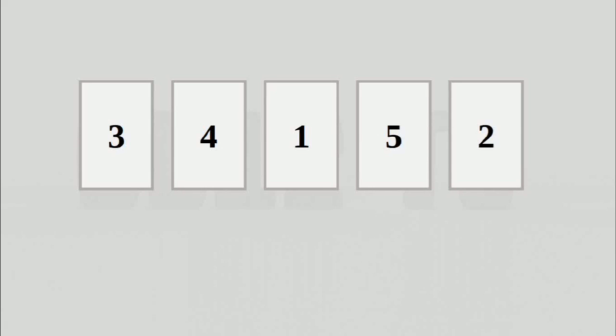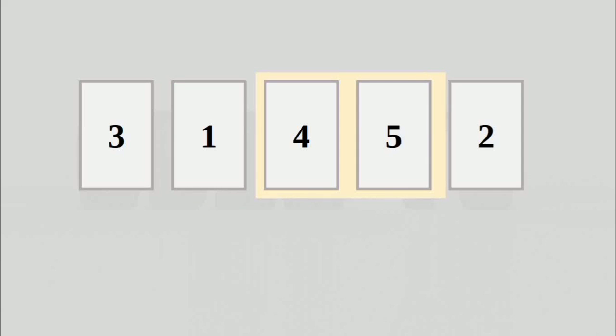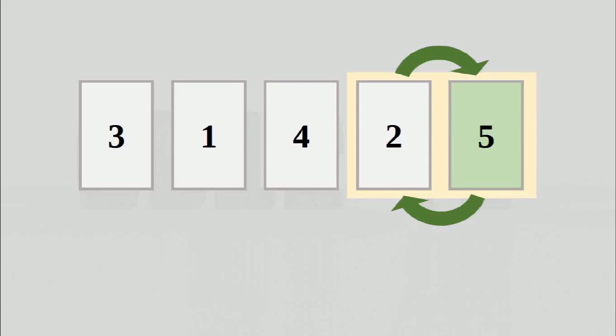So let's look at a very short array of 5 items. We look at the first pair, they're not out of order, so we move on. Items 4 and 1 are out of order, so we swap them. Next pair, no problem. Last pair, we swap 2 and 5. And what's more interesting is that item number 5 has now been put in its proper location.